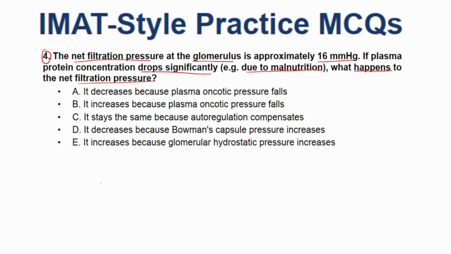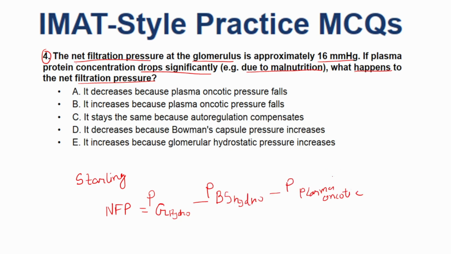Glomerular filtration is dictated by Starling forces across the capillary wall, expressed mathematically as net filtration pressure equals glomerular capillary hydrostatic pressure minus Bowman's space hydrostatic pressure minus plasma oncotic pressure. The plasma oncotic pressure is the osmotic force exerted by non-filterable proteins, primarily albumin, which acts to hold fluid inside the vascular space and resist filtration.